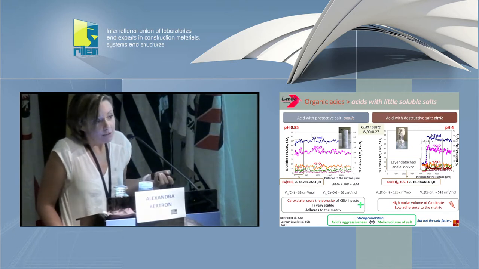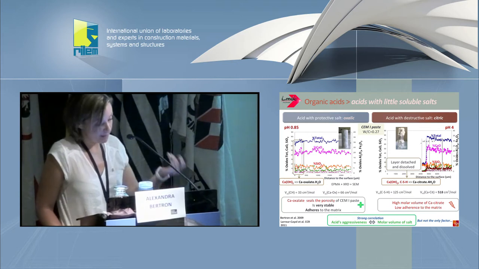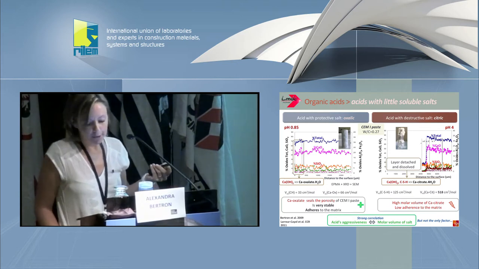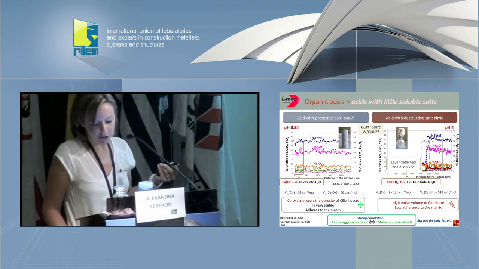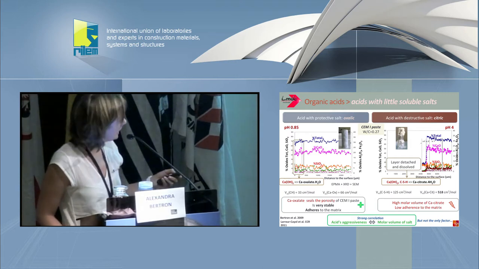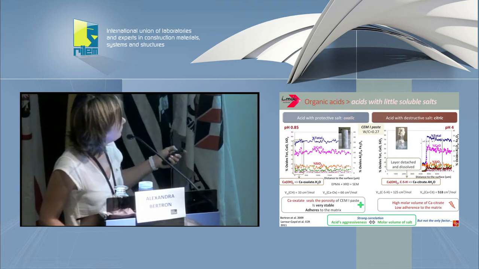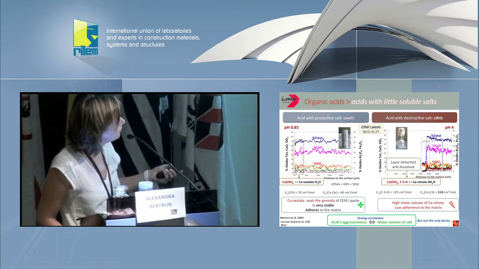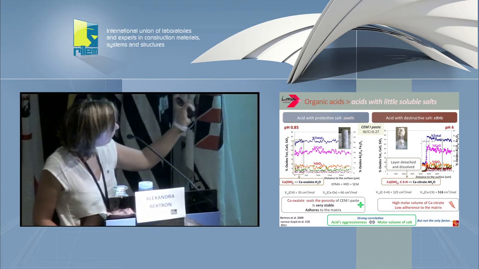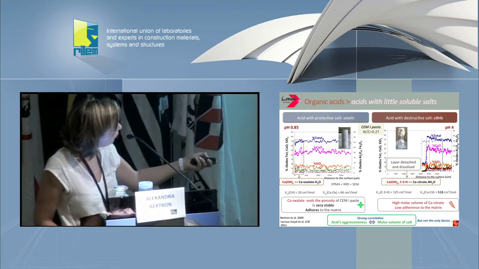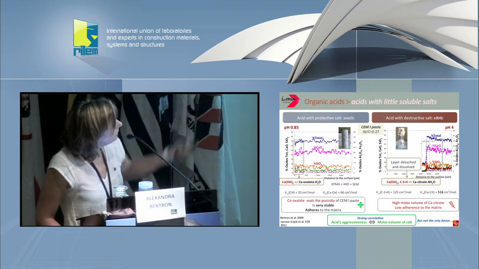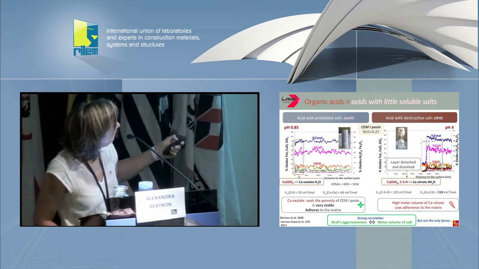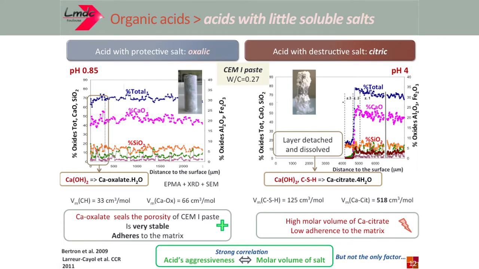The acid is fully protective to the matrix despite this very low pH. When we look at the most aggressive now at pH 4, we can see that the cement paste is completely destroyed and dissolved in the outer layer. In 1 month, you have 4 millimeters that has been dissolved. And there is a formation of calcium citrate, which you can see here, so high amounts of calcium citrate has formed at the surface.